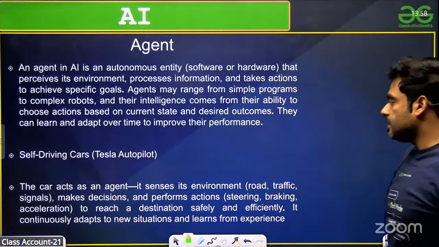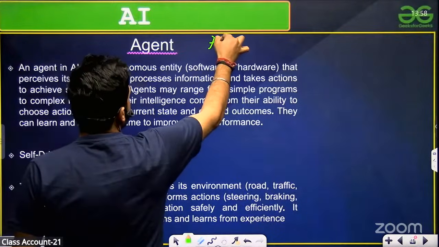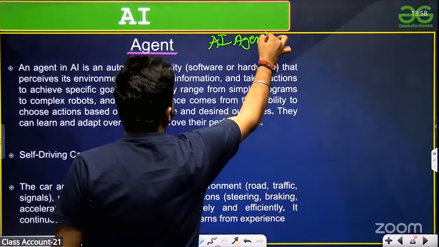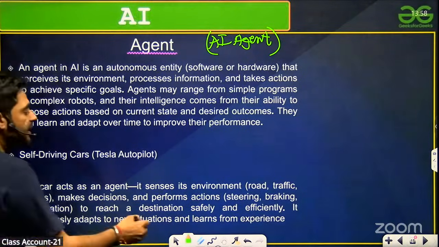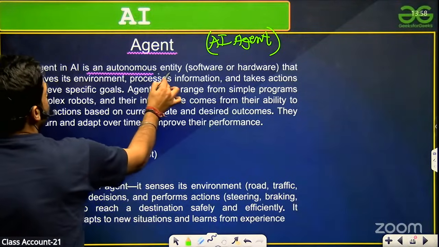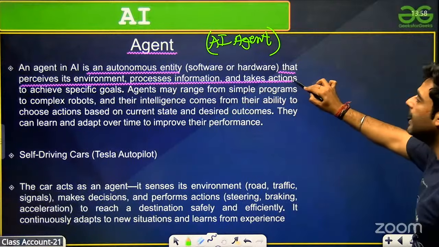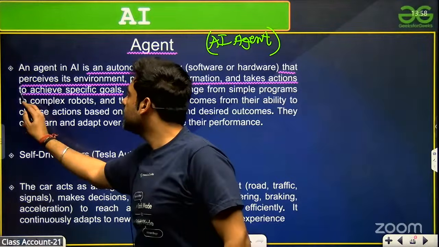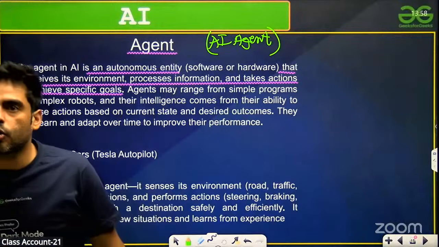Then the third term is agent. I hope you have heard this word AI agent, which is very common nowadays. So what is an agent? Basically an agent is defined as anything or any autonomous entity that perceives its environment, processes information, and takes action to achieve specific goals. This is the basic definition of agent.